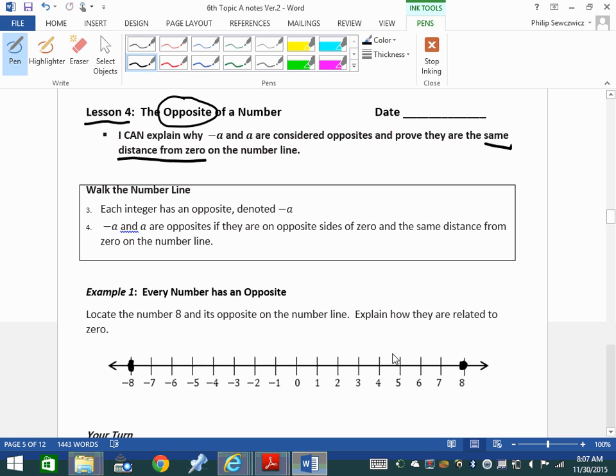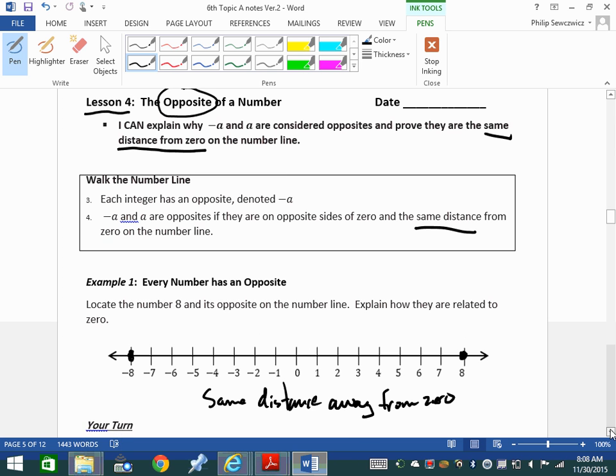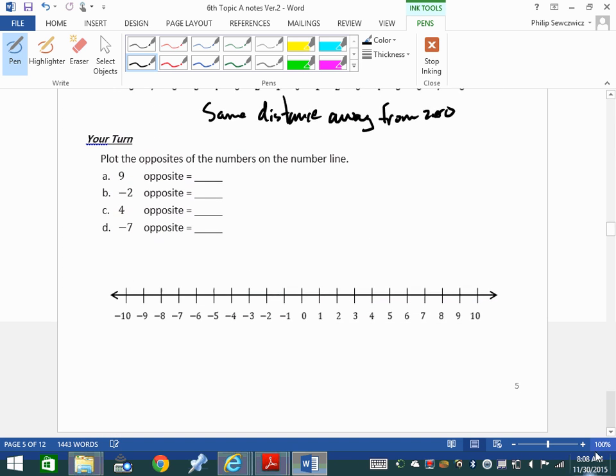All right, explain how they are related to 0. And this is the big thing: they are both the same distance away from 0. Even though one is negative 8, to get to negative 8 you still have to count 8 spaces. In order to get to positive 8, you still have to count 8 spaces. The big thing is same distance. That's a huge thing that we're going to see with our opposites. So let's go through this.